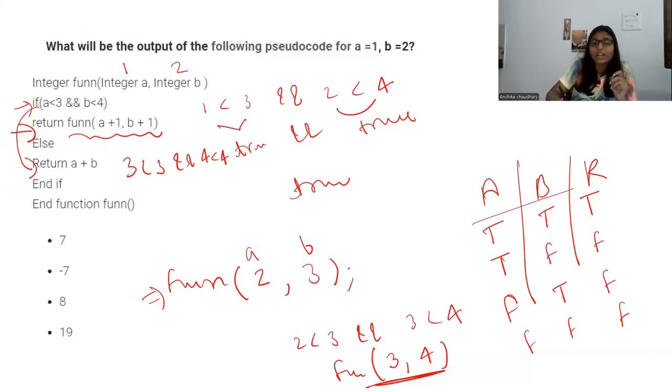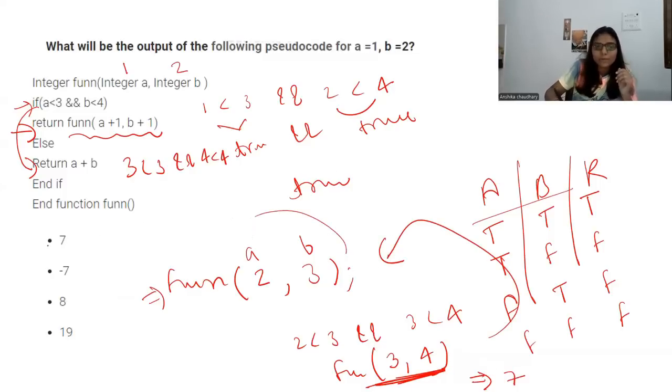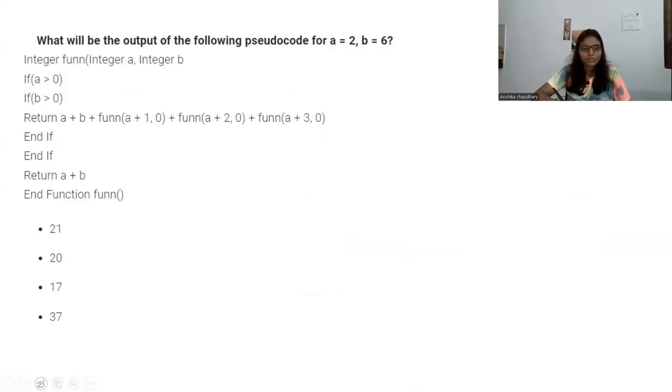And if it is false, we will come here in the else part, and in else we need to directly return a plus b. So this function call will return a plus b, that means 3 plus 4 will be 7. So this 7 will be returned to here, right? And this 7 will be returned to the previous call. So 7 will be the correct answer for this particular question. I hope it is clear to you. Let's move on to the next question.